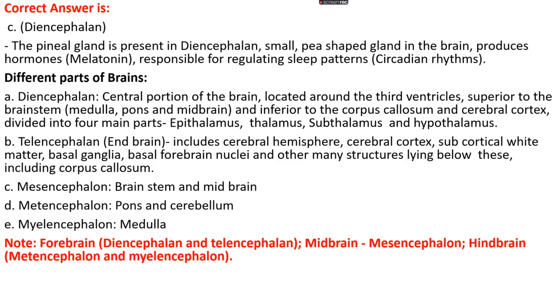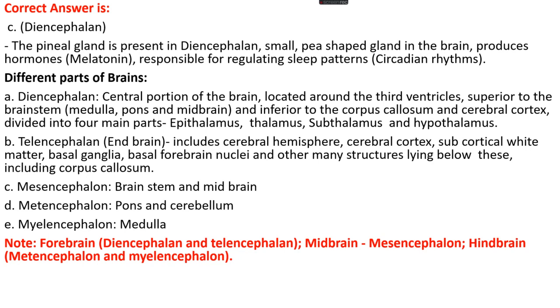Okay. Let's see the different parts of the brain. We have the diencephalon, which is the central portion of the brain located around the third ventricle, superior to the brainstem, that is the medulla, pons, and midbrain, and inferior to the corpus callosum and cerebral cortex. It is mainly divided into four major parts: epithalamus, thalamus, subthalamus, and hypothalamus.